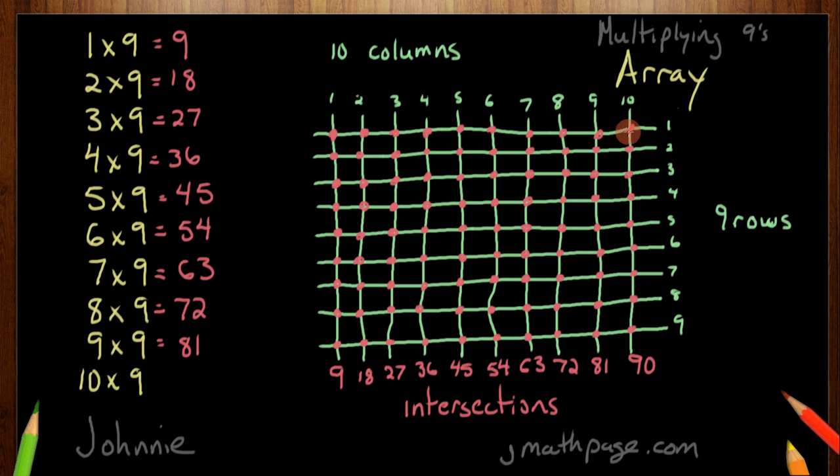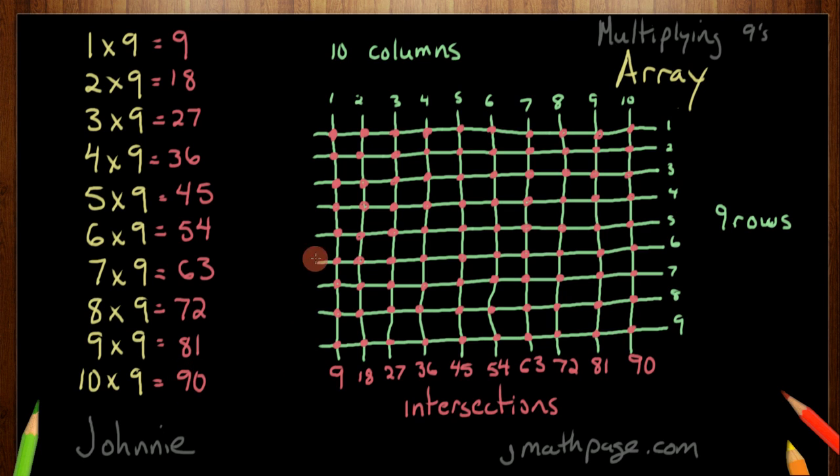We could also think about this by counting a different way. There are 10 along this row, right? So we could say 10, 20, 30, 40, 50, 60, 70, 80, and 90. Another way to look at it. So we get 90 altogether. So 10 columns and 9 rows, and we get 90 intersections.